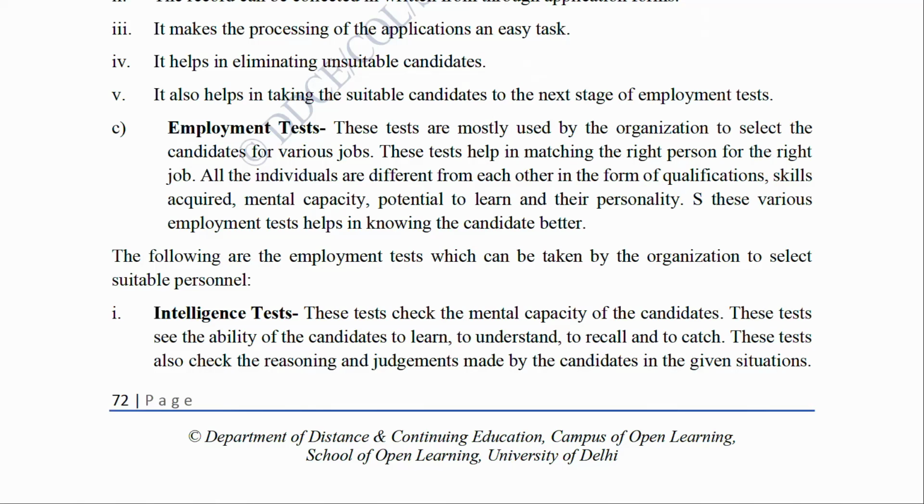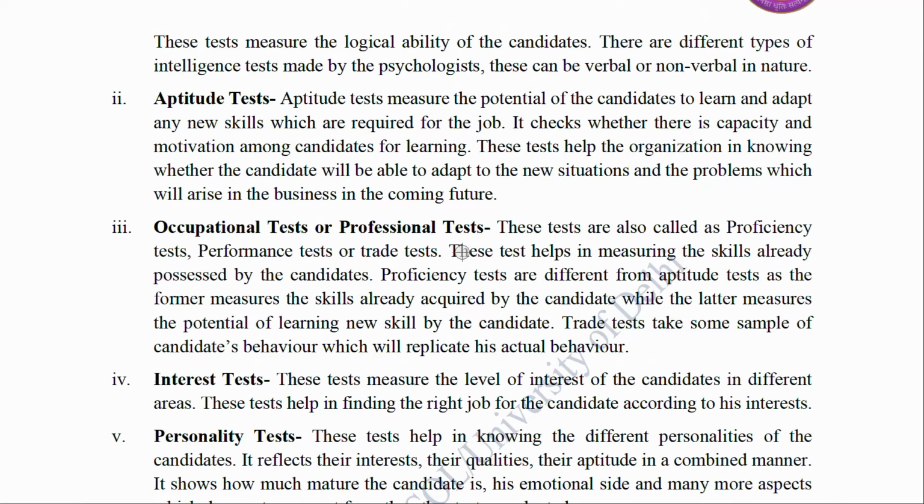Number 1, intelligence test. These tests check the mental capacity of the candidates. These tests see the ability of the candidates to learn, to understand, to recall, and to catch. These tests also check the reasoning and judgments made by the candidates in the given situations. These tests measure the logical ability of the candidates. There are different types of intelligence tests made by psychologists. These can be verbal or non-verbal in nature.